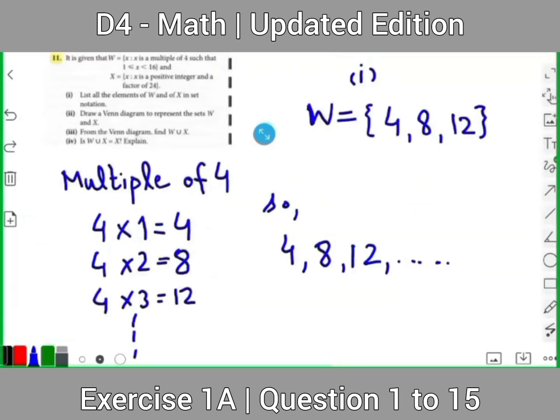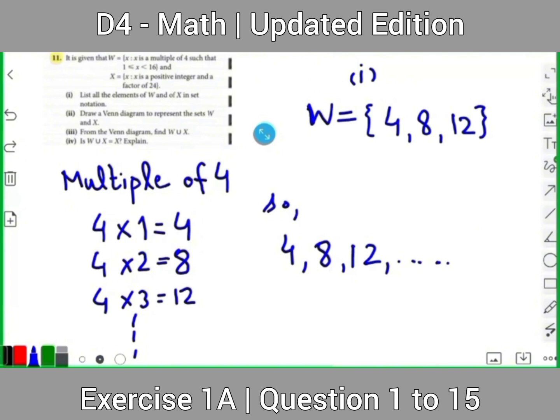Now we have to find out the elements of W and X in set notation in the first part. So what is the set W? The set W is equal to x such that x is a multiple of 4 such that x is greater than or equal to 1 and less than 16. So we have to apply the definition of multiple.